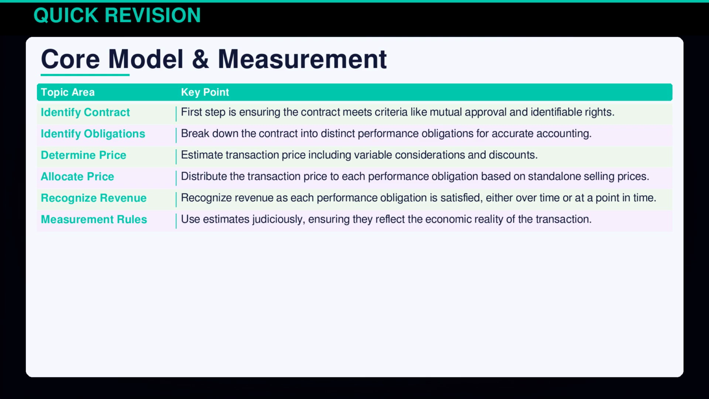Mastering the 5-step revenue model is crucial for ASC 606 compliance. Start by validating the contract, then break it into performance obligations. Accurately determine the transaction price, considering any variable elements. Allocation follows, distributing this price fairly across obligations. Finally, recognize revenue as you fulfill these obligations, reflecting true economic activities. Estimation accuracy is vital to capture the transaction's essence, driving precise financial insights.